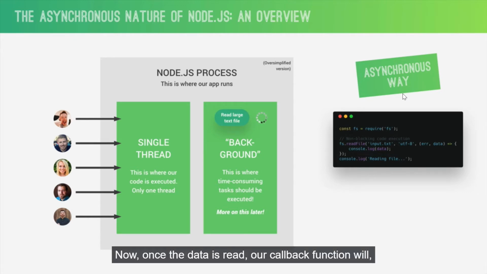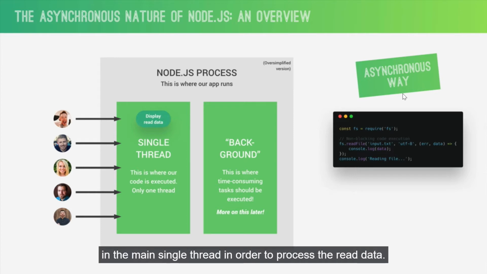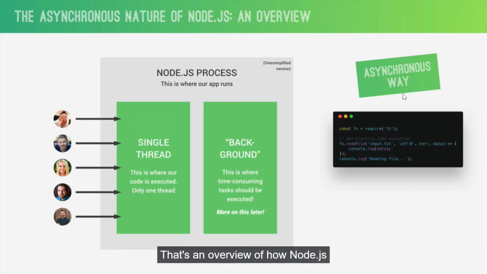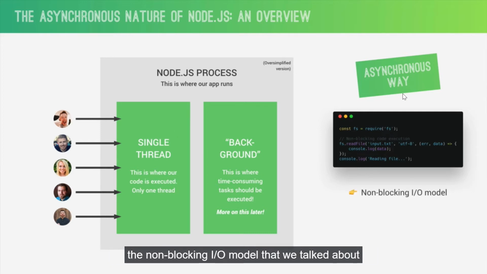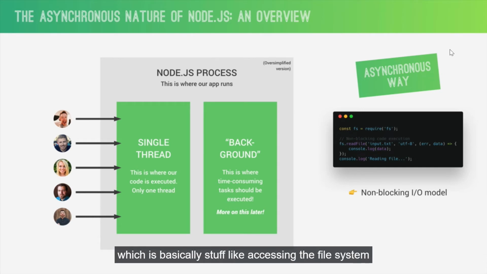Now, once the data is read, our callback function will of course get called to be executed in the main single thread in order to process the read data. And that's it. That's an overview of how Node.js handles asynchronous behavior in order to implement the non-blocking I/O model that we talked about in the intro lecture. Alright? And I/O simply stands for input-output, which is basically stuff like accessing the file system and handling network requests.